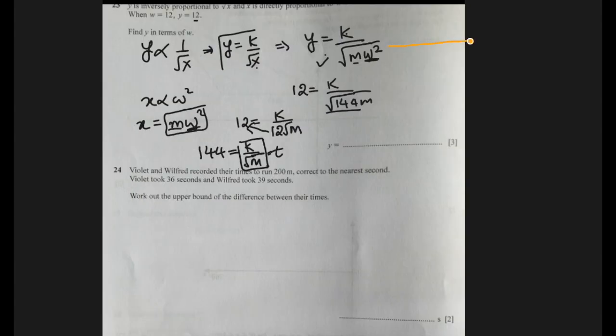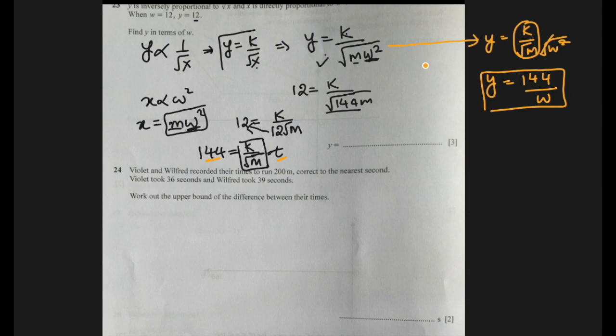Now let me rearrange this equation. Y equal to k over square root m times square root w square. This is what I can write here. Can't I? k over square root m is t, which is 144. So y equal to 144 over square root w square. Square root and square cancel, leaving w. This is what we get as a new answer. So our y is equal to 144 over w.